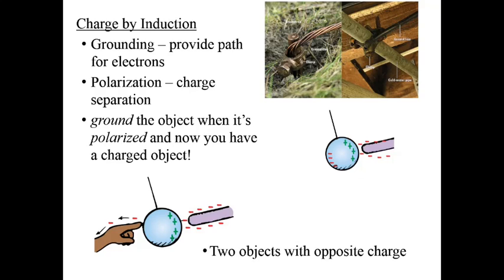Check question. What method gives you objects with opposite charges? If you're thinking friction and induction, you're correct. In charge by contact, you wind up with two objects with the same charge. Not necessarily equal, but the same sign charge. And that's it for this short little lecture.